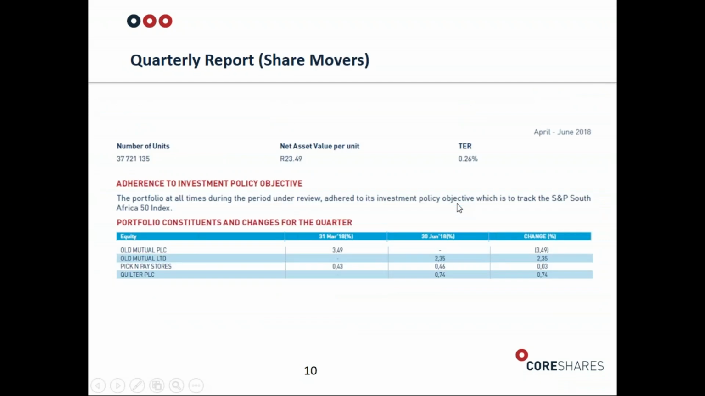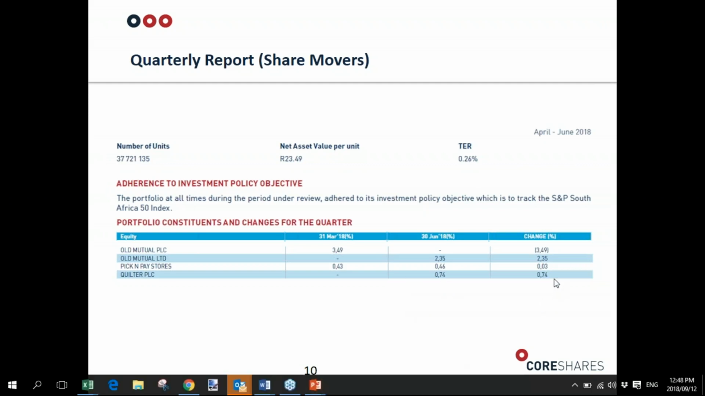So I'm going to go on to the next one. And you'll see here, we've just highlighted a change. This is due to a corporate action. And what's happened here is, if anyone was following Old Mutual PLC, which was JSE listed, it did an unbundling. And essentially, they split Old Mutual PLC into two companies, Old Mutual Limited, which was the South African incorporated Old Mutual that we're all familiar with, and then Quilter PLC, which related to their UK-based asset management businesses.